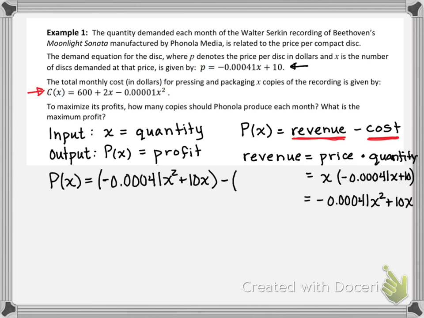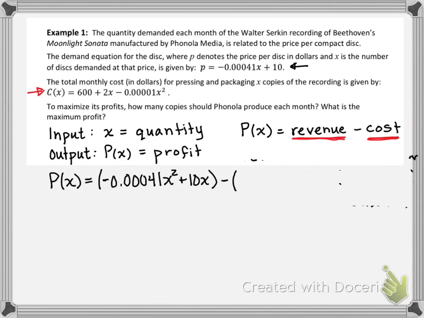Do you guys have all that revenue stuff written down? I'm going to erase it because I'm going to run out of room to write this whole thing. Sorry, I should have managed my space better here. So 600 plus 2x minus 0.00001x squared. All those zeros can get you.